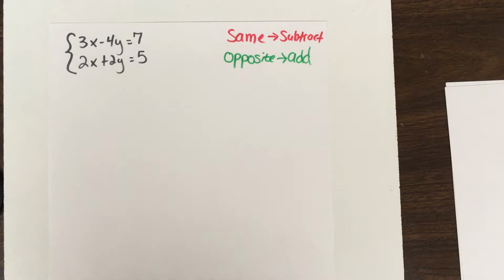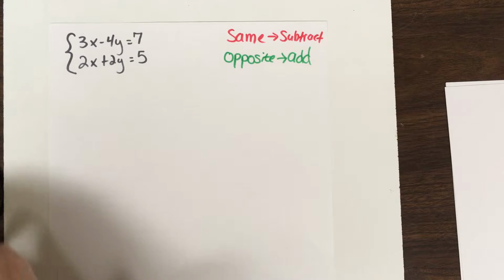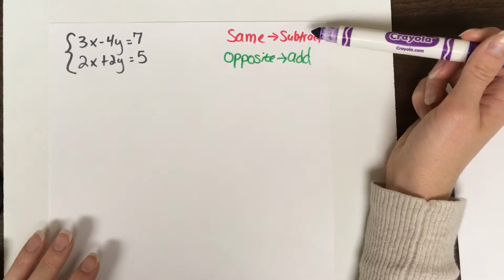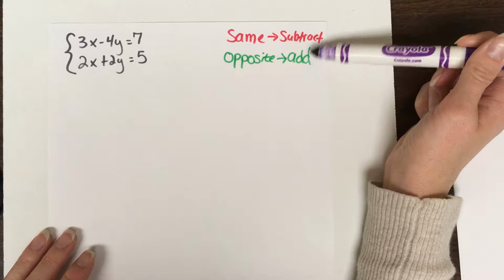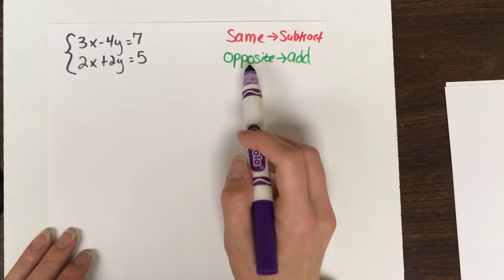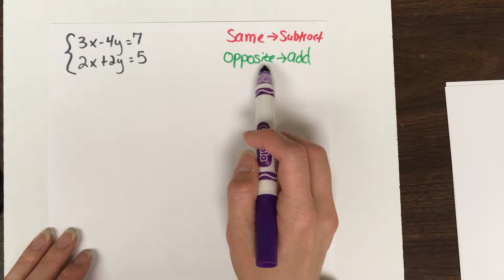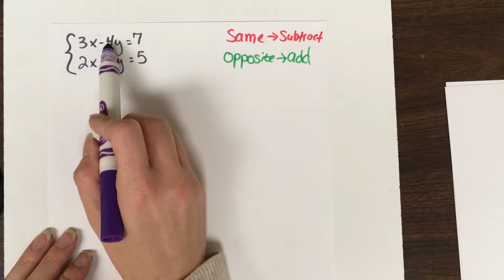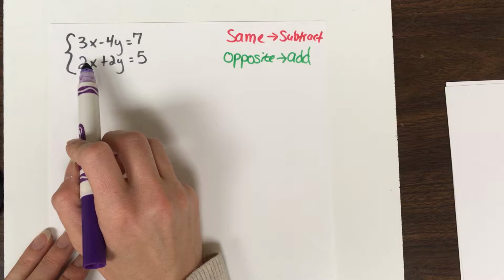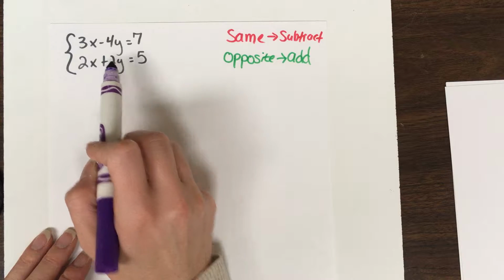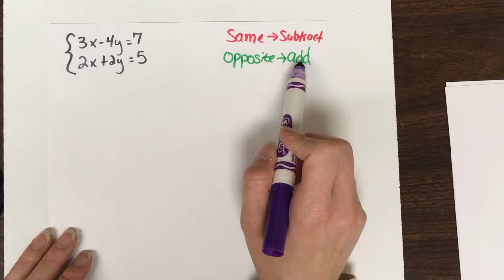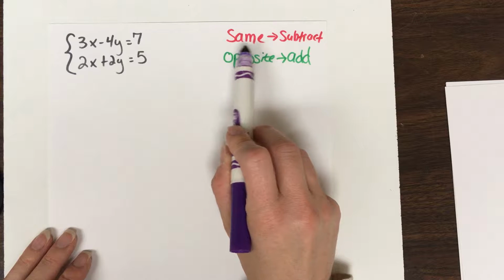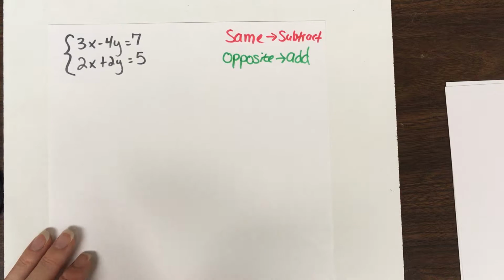We are going to look at another example of solving a system of equations using the elimination method. When we use elimination, remember we're going to either add or subtract our equations together. If we have opposite coefficients, the coefficient is the number in front of the variable, so 3, 2, -4, 2. If we have opposites, we're going to add the equations together. If they are the same, we subtract the equations.